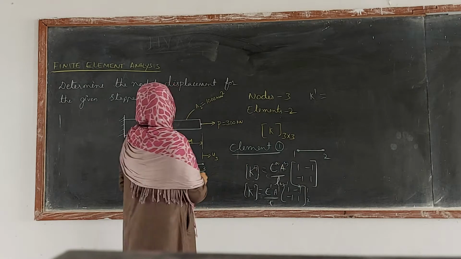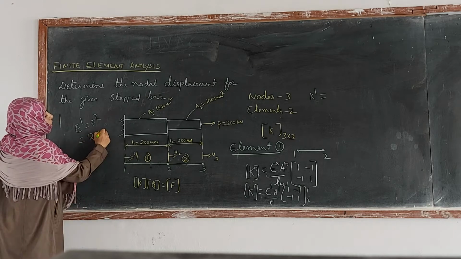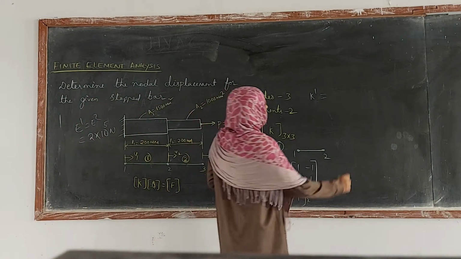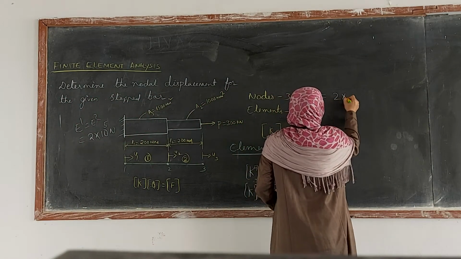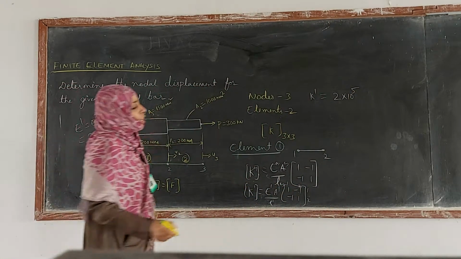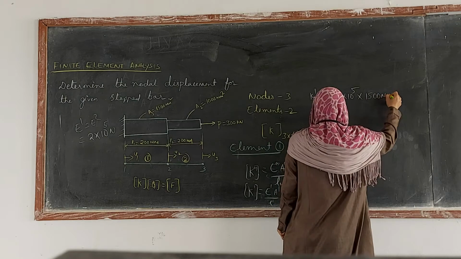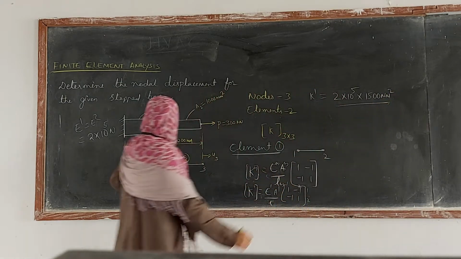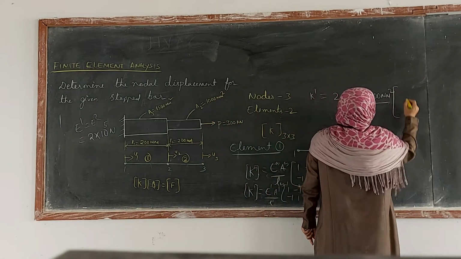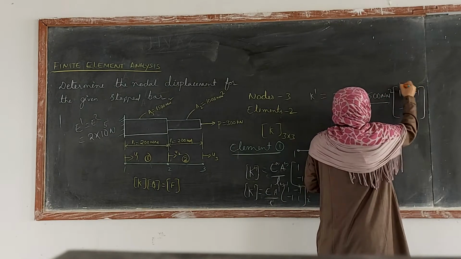After getting this formula, we need to substitute the values. What is the value of E1? We can take E1 equal to 2 into 10 to the power 5 newtons per mm square, and A1 is 1500 mm square. The length of the first element is 200, and you have the matrix [1 -1; -1 1] with connecting nodes 1 and 2.